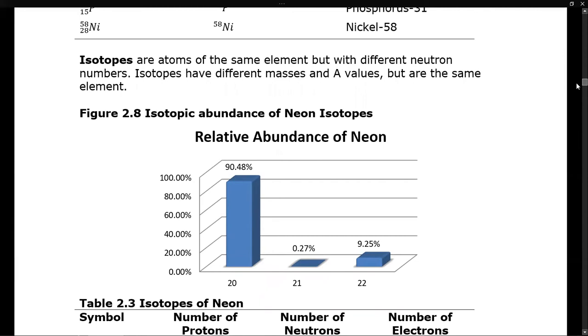What makes this example interesting is they used to think neon had only 2 isotopes, but then as these techniques that we do in lab, in this case mass spectrometry, got more precise, the limit of detection got lower, and all of a sudden, hey, there's an extra isotope of neon that we didn't know about before.